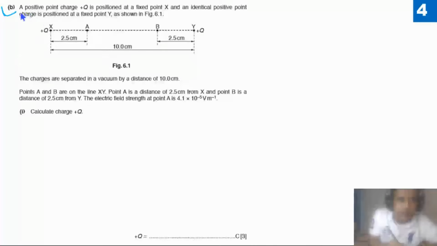Question 4 part B says a positive point charge plus q is located at a fixed point x and an identical positive point charge is located at a fixed point y, as shown in figure 6.1. The charges are separated in a vacuum by a distance of 10.0 centimeters. Points A and B are on the line xy. Point A is at a distance of 2.5 centimeters from x and point B is at a distance of 2.5 centimeters from y. The electric field at point A is equal to this value.